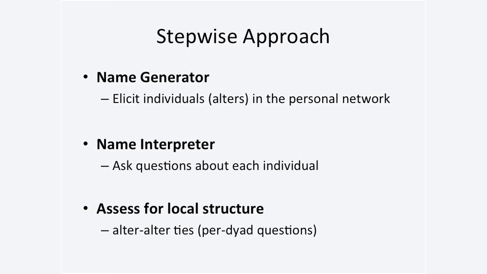And then I'll say, okay, you've mentioned these people, how are they connected to each other? That's the alter-alter ties. So then I can start to get at local structure. In that first figure I showed you of the truck drivers, this truck driver is keeping people separate from each other. If they were connected to each other across his friends or his partners, that would be a more dense network, and that impacts communication flow.